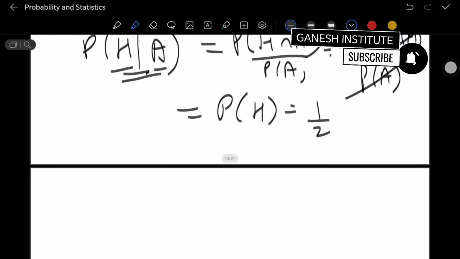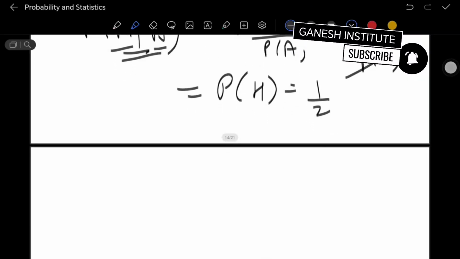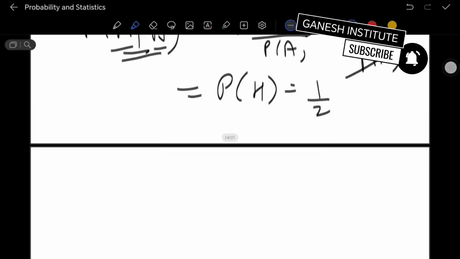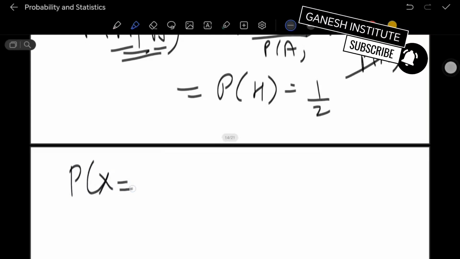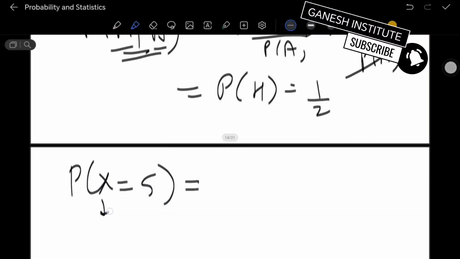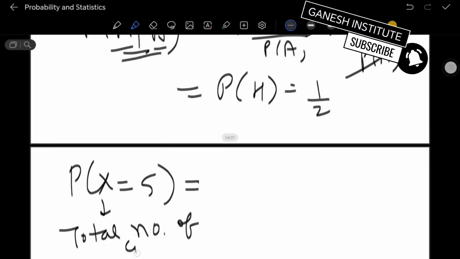Then if I ask that, you toss a coin repeatedly until you observe the first tail, at which point you will stop. You need to find out the probability of X equal to 5. X is the total number of coin tosses.